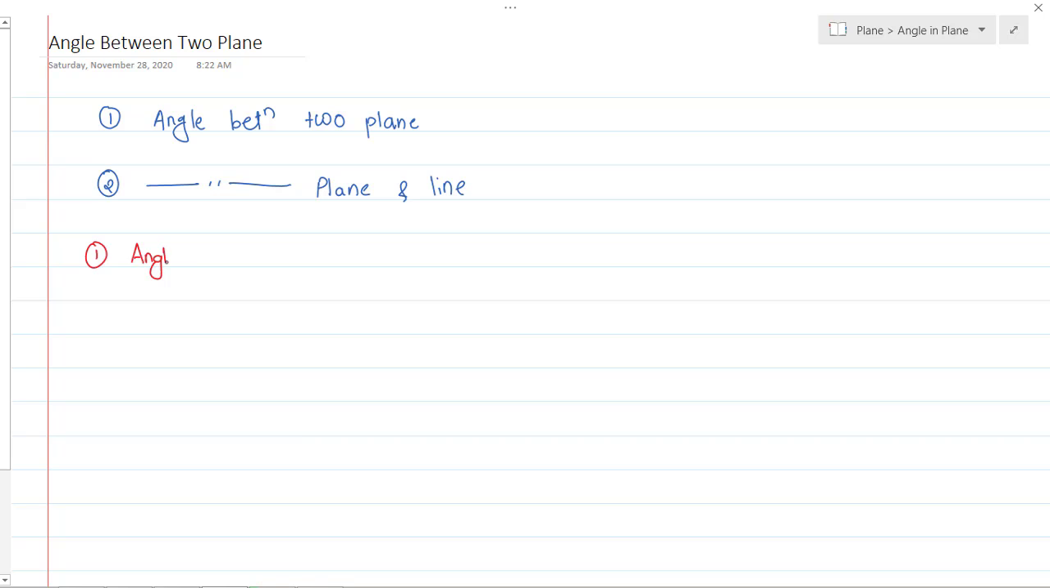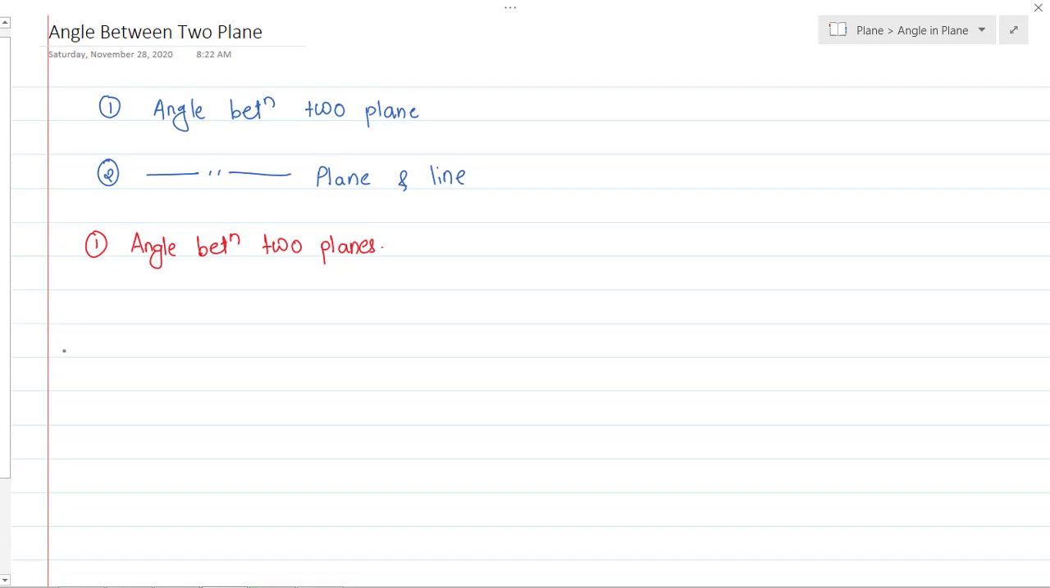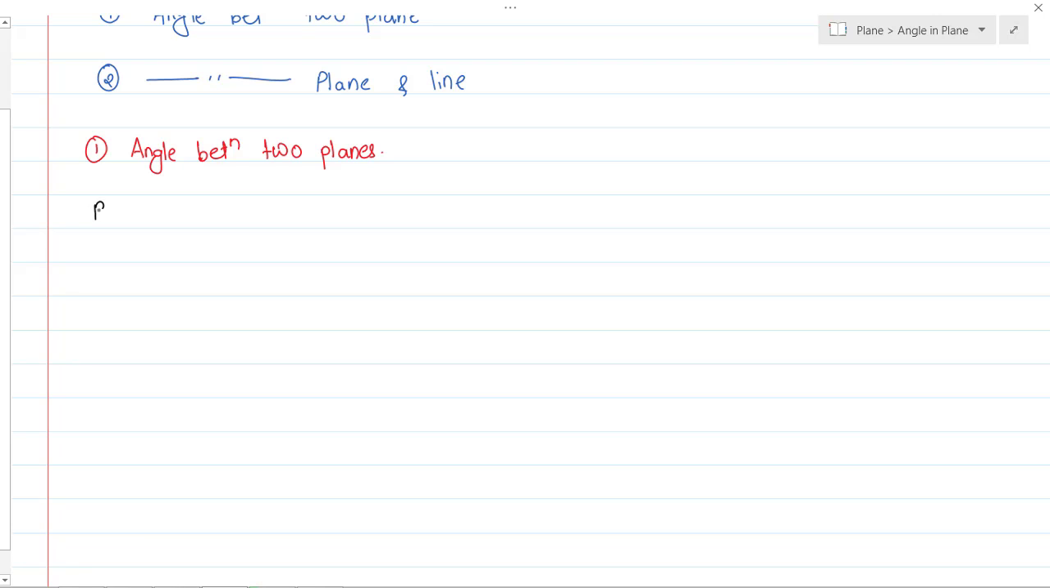Angle between two planes. Suppose we are given two planes. The first plane is r bar dot n1 bar equals d1, and the second plane is r bar dot n2 bar equals d2. So what are n1 and n2? These are the normals to the given planes.